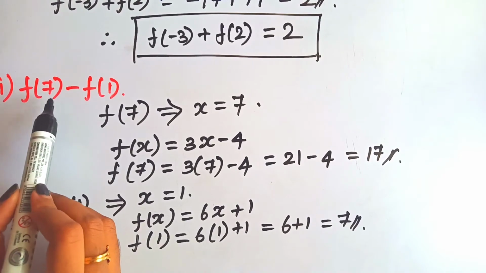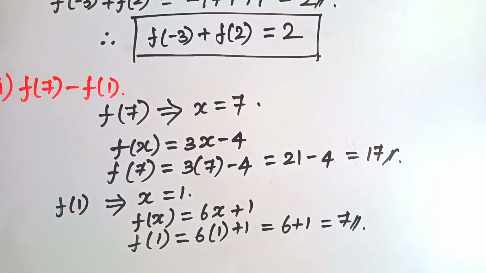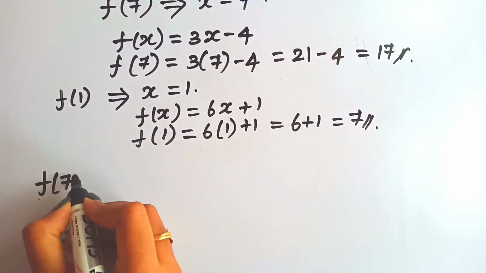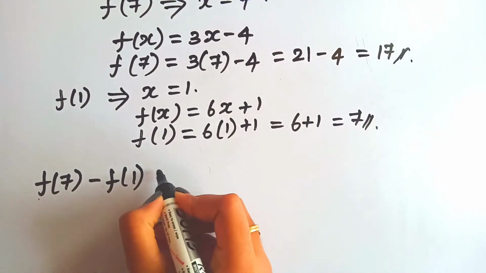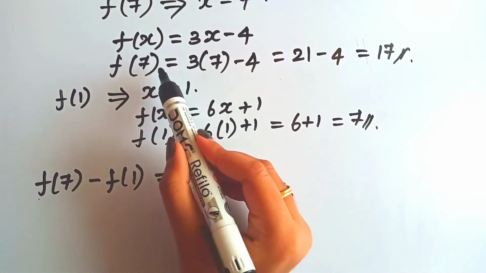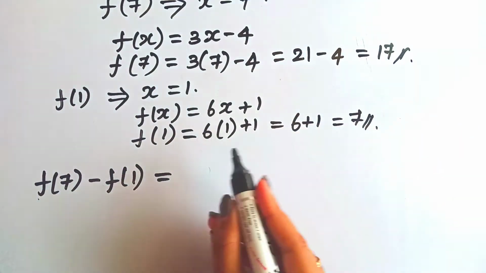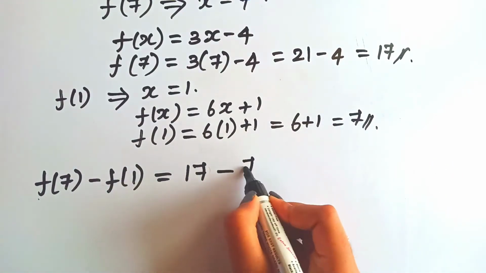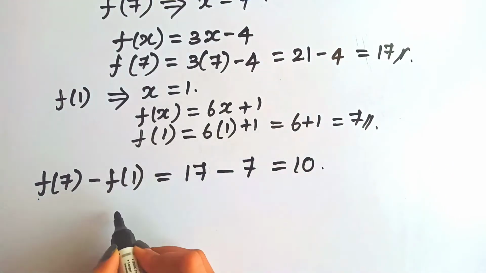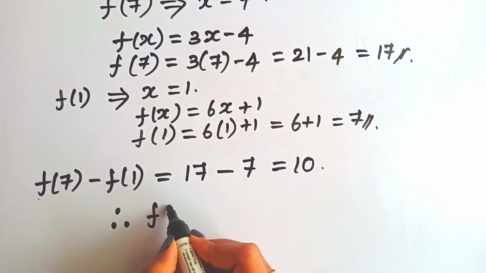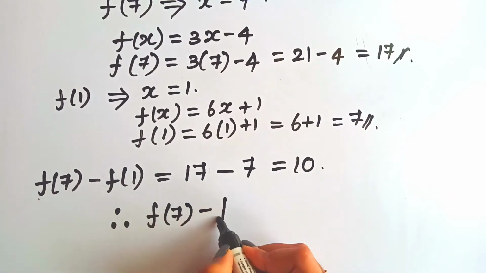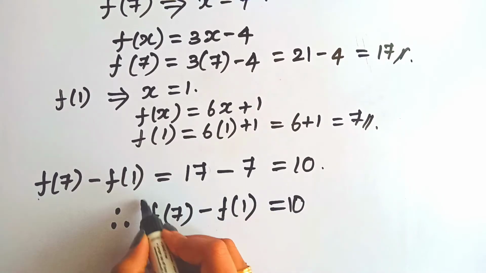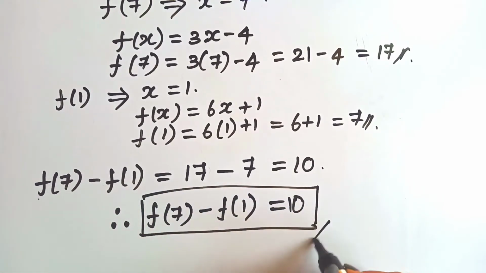By the question, we have to subtract f of 7 minus f of 1. So f of 7 we have found that it's 17. So 17 minus f of 1 is 7. So 7, our answer will be 10. Therefore our final answer is f of 7 minus f of 1 is equal to 10. So this is our final answer.